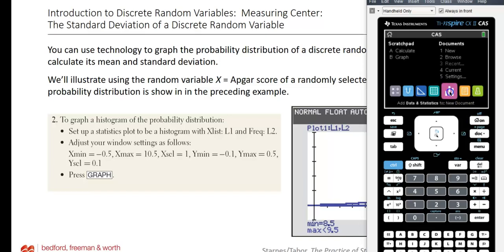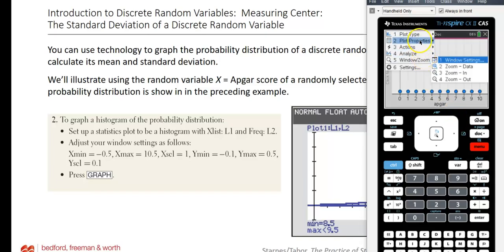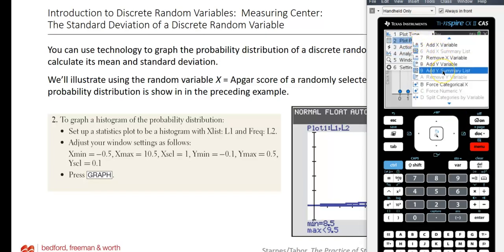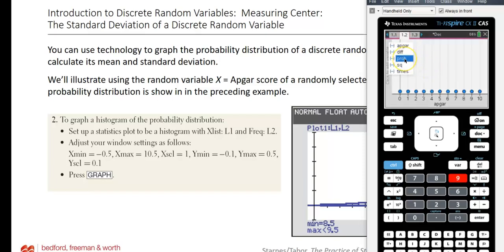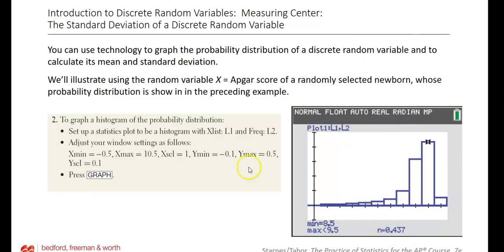So go to Data Statistics, click the APGAR score as your X variable there, and see if we can go to Plot Properties, Add Y Summary List. I think that's the one. If we add Y summary list and we do probabilities, I think it will graph the histogram for us, and you can see how common those values are, which is kind of nice to see, just a histogram of that. You could also just make one by hand, like we did in class the other day, which is totally fine.